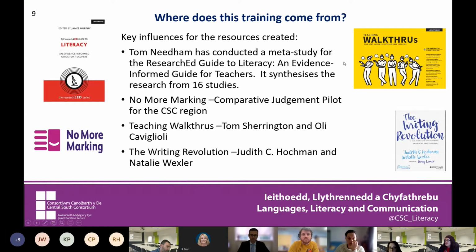I've also taken some influence from teaching walkthroughs and the pedagogical approach of I do, we do, you do. It doesn't actually come from walkthroughs, but I've used their model as inspiration, but it is something that's tried and tested and comes from a number of other sources as well. And then also something which is really gaining momentum at the moment, The Writing Revolution by Judith C. Hochman and Natalie Wexler.